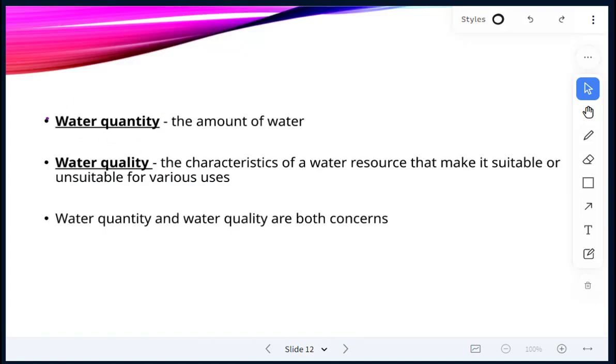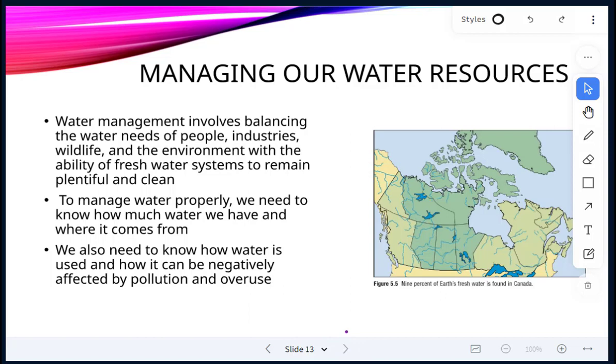Okay, when we talk about water quantity, that's the amount of water. When we talk about water quality, that's the characteristics of a water resource that make it suitable or unsuitable for various uses. So both water quantity and water quality are concerns. So managing our water resources, water management, it involves balancing the water needs of people, of industries, of wildlife, and the environment with the ability of freshwater systems to remain plentiful and clean, right? We need our fresh water and we need it to be clean so that we can use it.